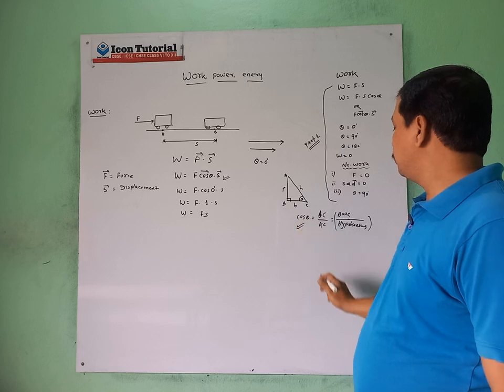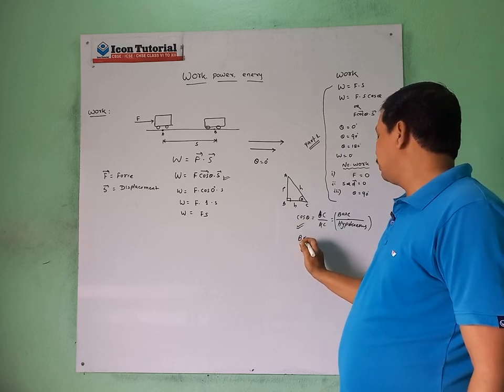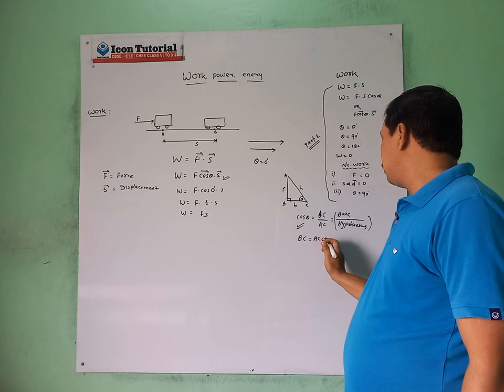So cos theta is equal to this one. What is the value of BC? BC is equal to AC cos theta.